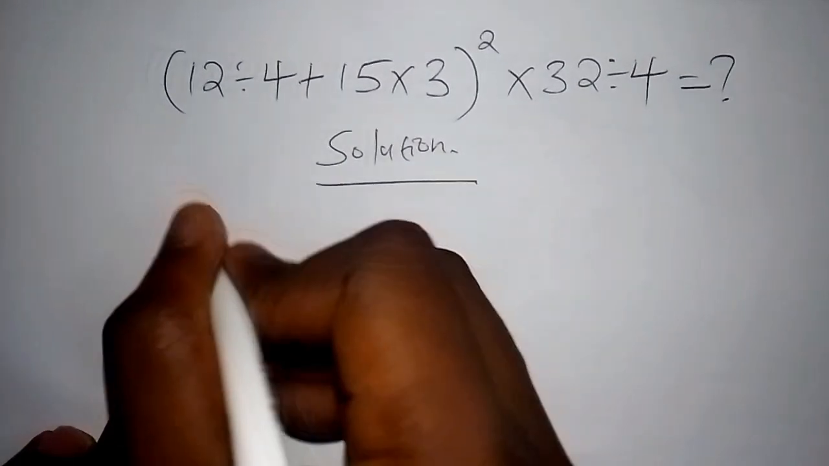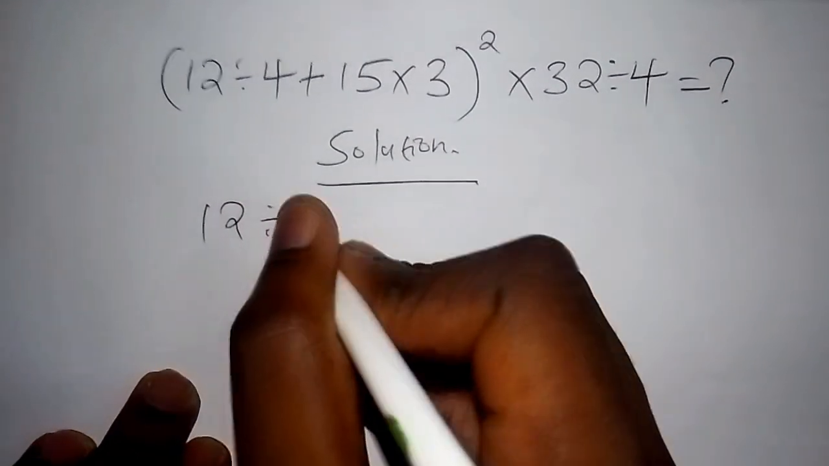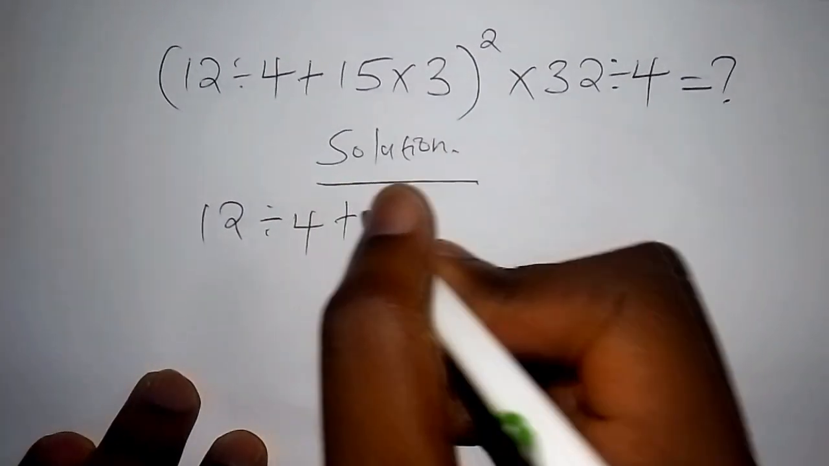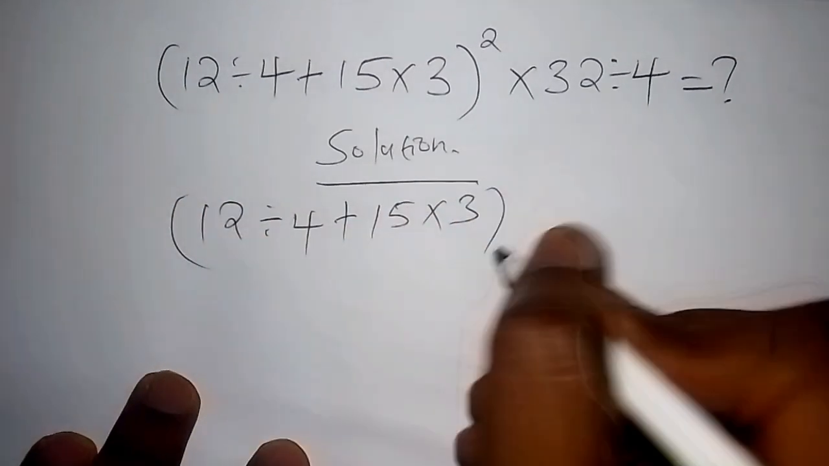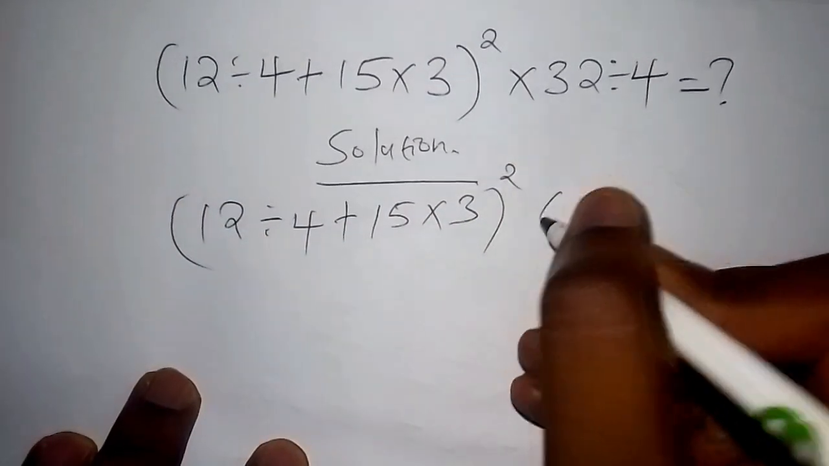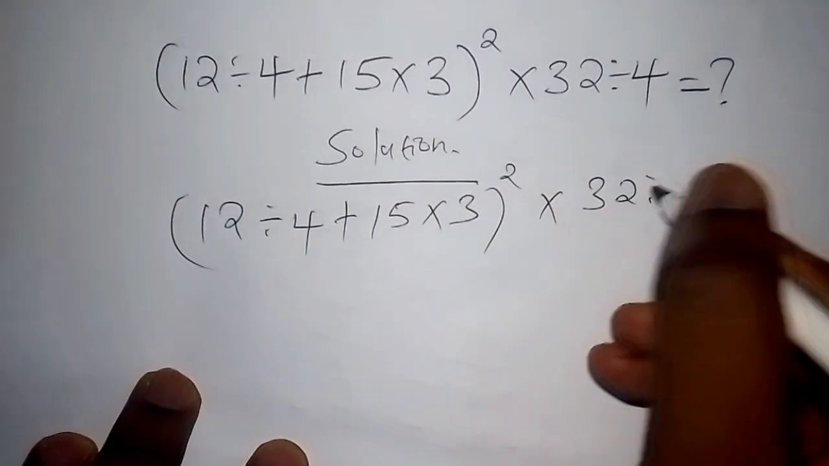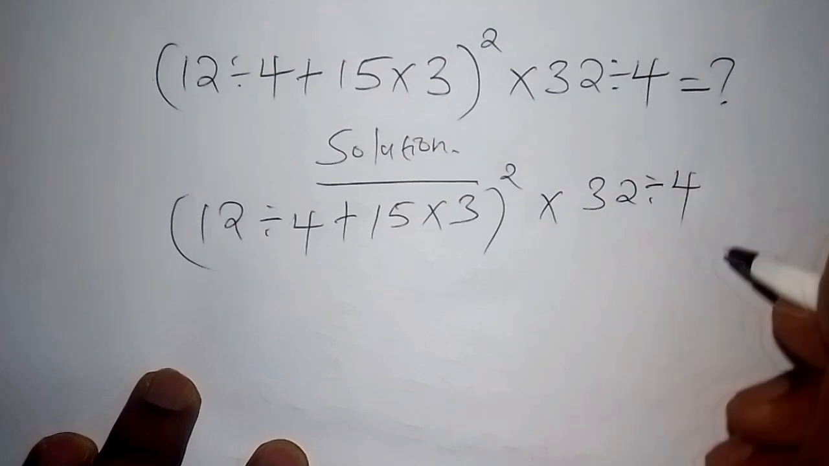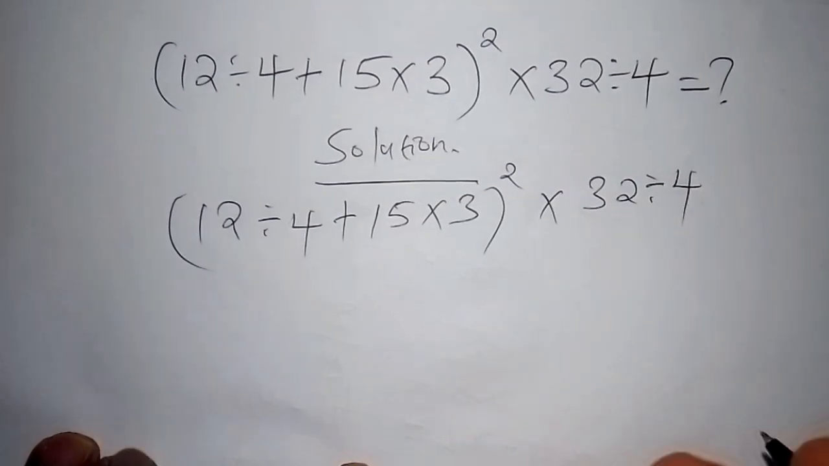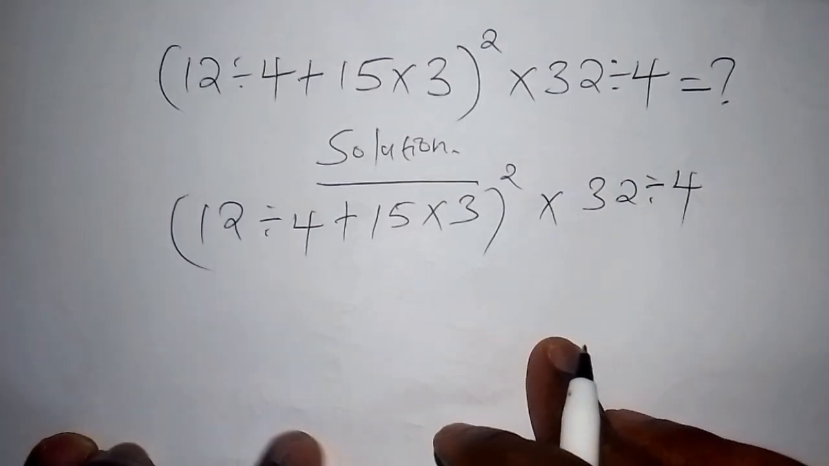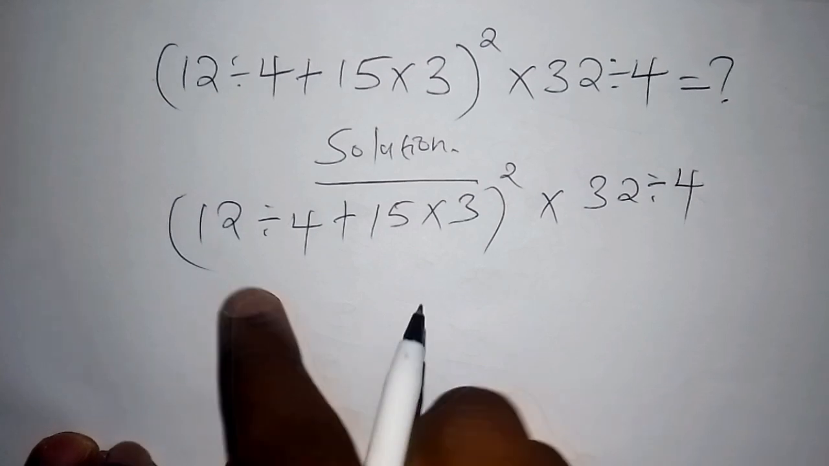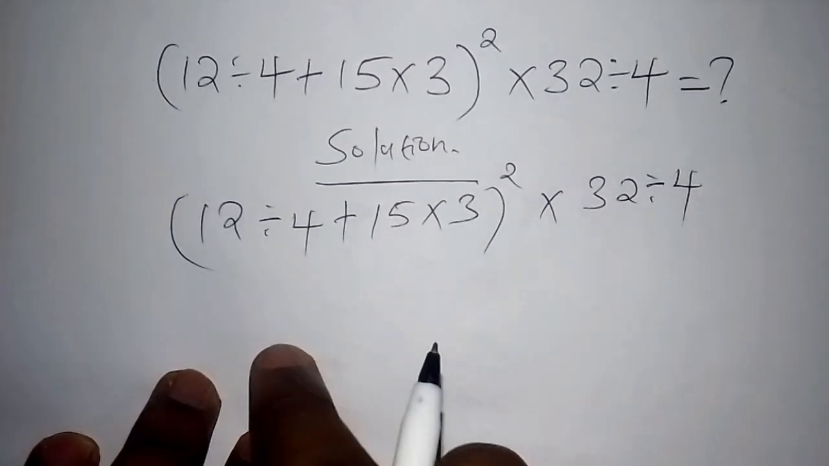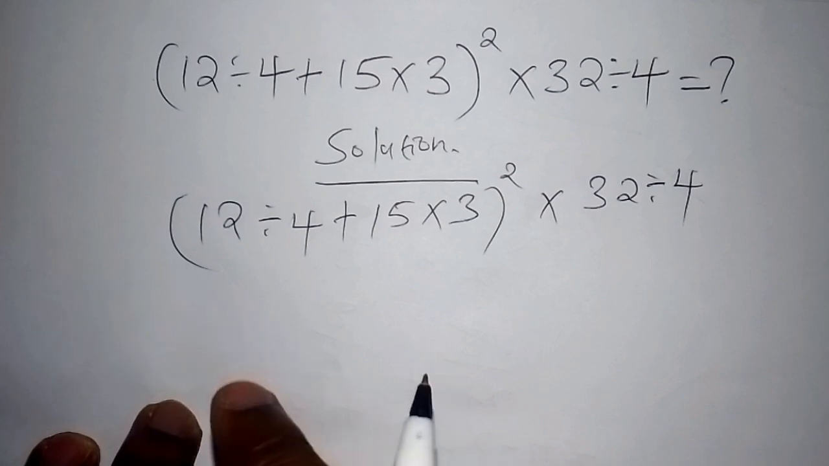So we have 12 divided by 4 plus 15 multiply by 3. Then all of these are squared, then multiply by 32 divided by 4. So how are we going to approach this particular problem? Let's begin with the division signs. Anywhere that is division, let's work it out.